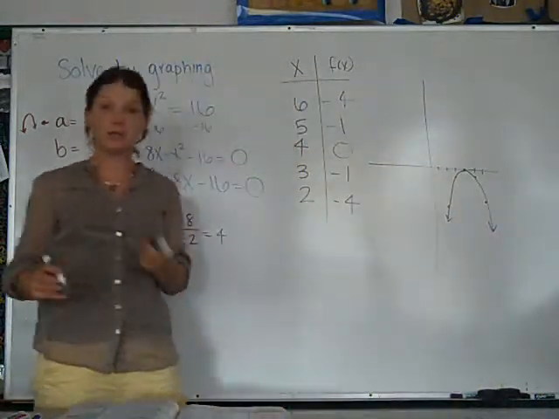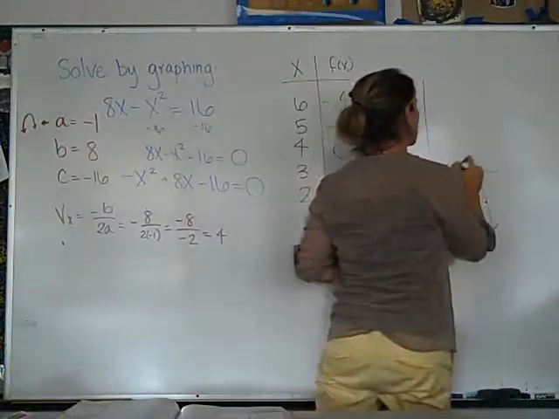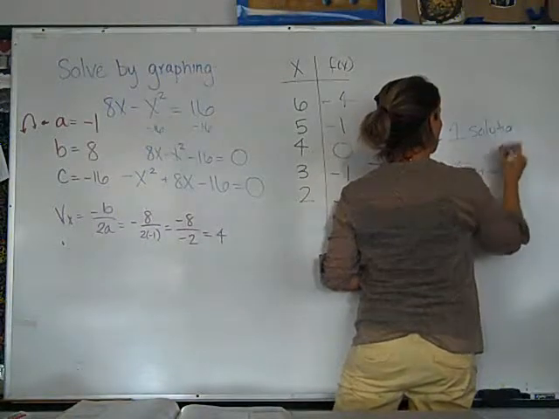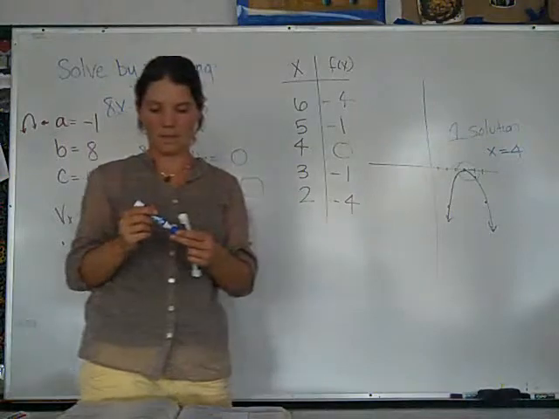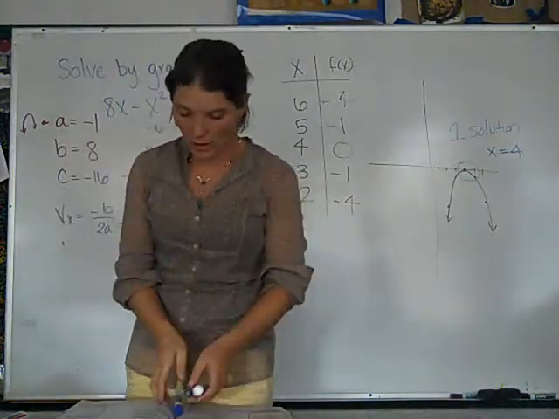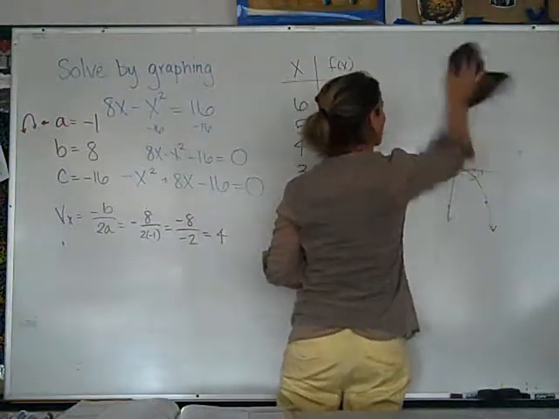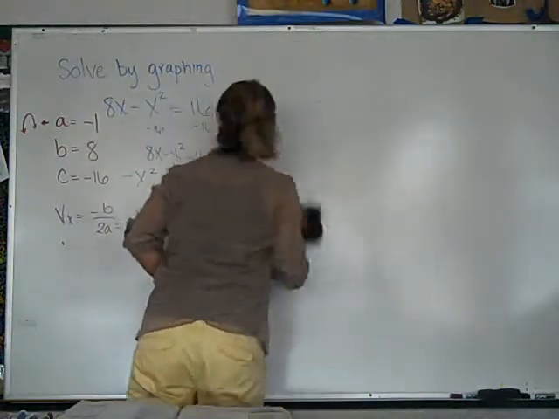Okay. How many solutions for this one? 1. It only crosses the x-axis one time. And our solution, x equals 4. Okay, now we can try one where maybe there's no solutions, or at least no real solutions that we know of. So let's try and solve by graphing this equation.